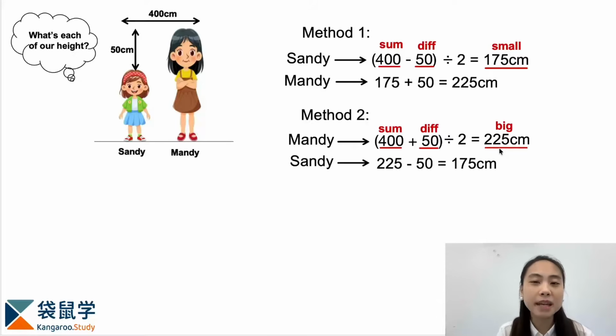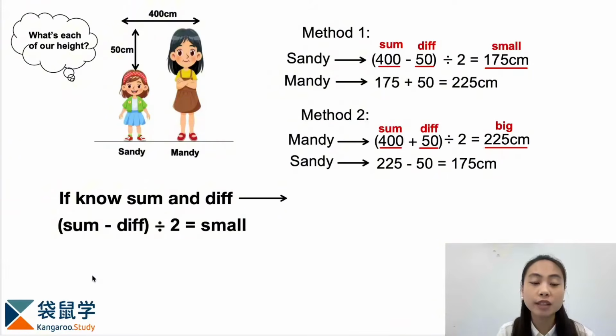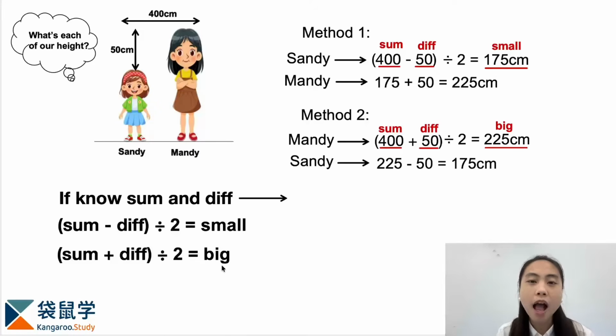And now, let's make a conclusion from this example. If we know sum and difference, we can use sum minus difference divided by 2 to get the small number directly. Or we can use the sum plus difference divided by 2 to get the bigger number. But in most cases, if we know any of the 2 numbers, like now I know the small number, then we can know the bigger number very quickly. So this is the first example. Now let's see the second one.